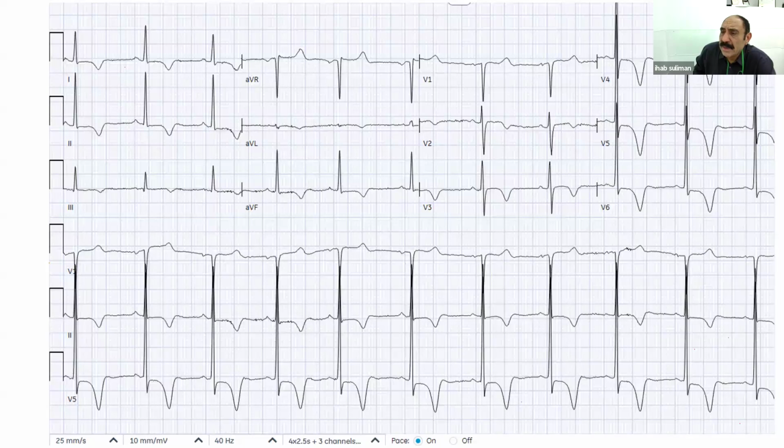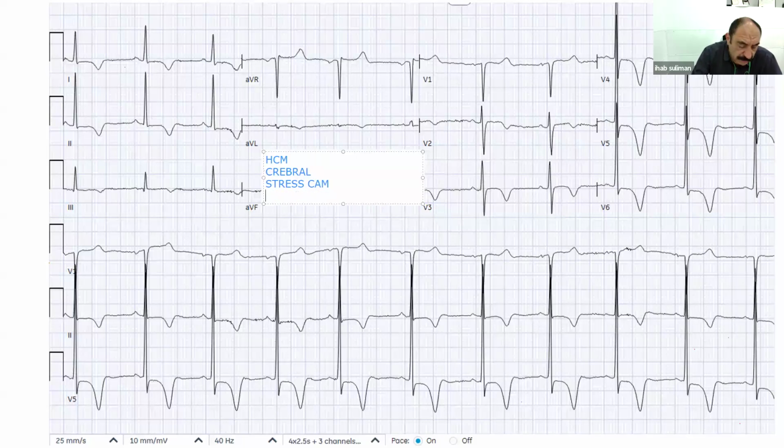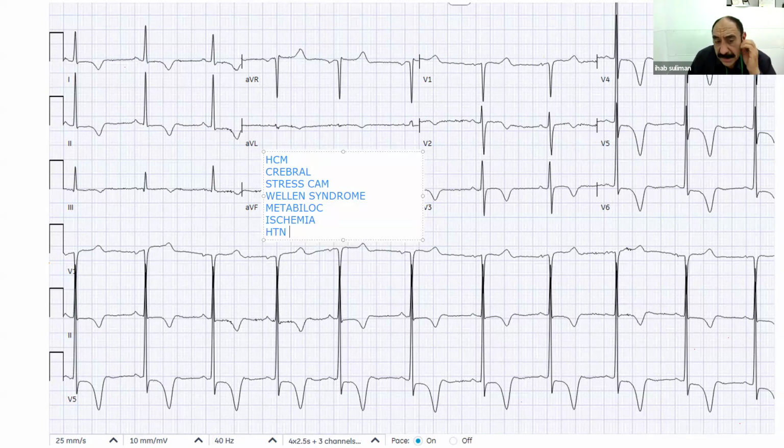Yesterday one of the participants pointed to Wellens syndrome. So the causes of such an ECG can be varied, but HCM is number one. It could be cerebral. It could be stress cardiomyopathy. It could be Wellens' syndrome. It could be metabolic. Or it could be ischemia. Or hypertension, just simple hypertension.